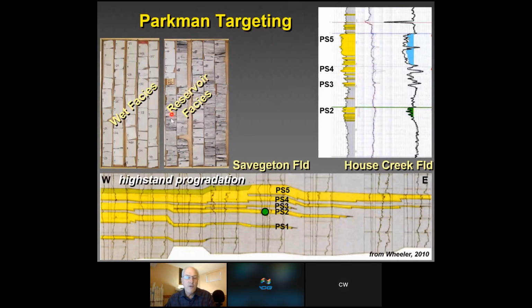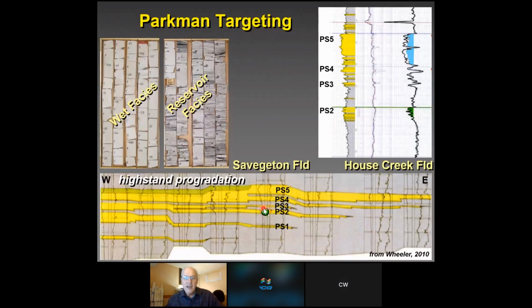The ones that are not wet, the reservoir facies, are going to be these distal parasequences of the lower shoreface to maybe middle shoreface, where you have bioturbated and interlaminated sandstones and mudstones. The wet facies are the big blocky parasequences, the proximal parasequences of the upper shoreface and foreshore.